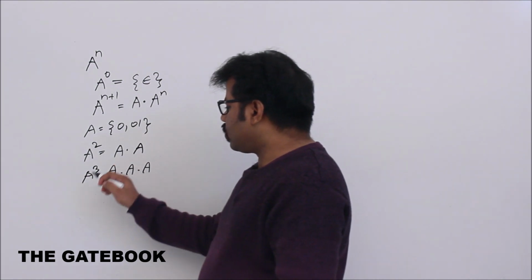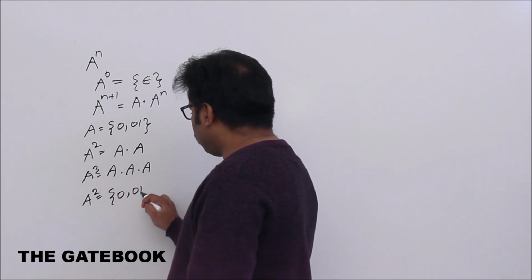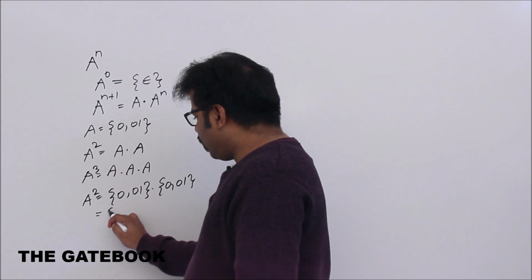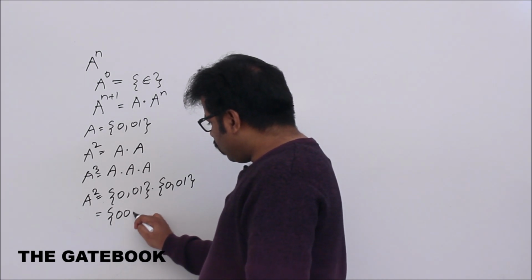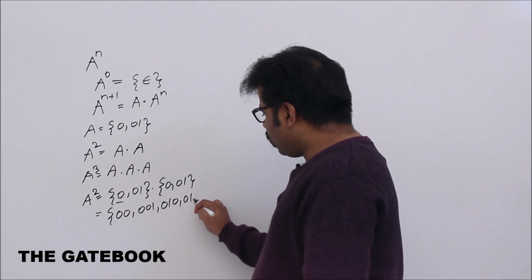Fine. Let me do A squared here. A squared is {0, 001} dot {0, 001}. If I do it, you get 0 dot 0, 00, 0 versus 001, 0 dot 001 is 0001, 001 dot 0 is 0010, 001 dot 001 is 001001.